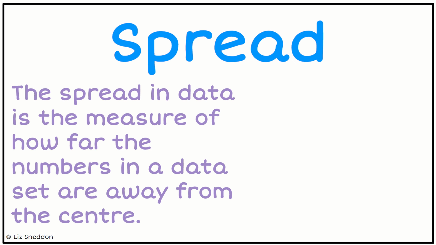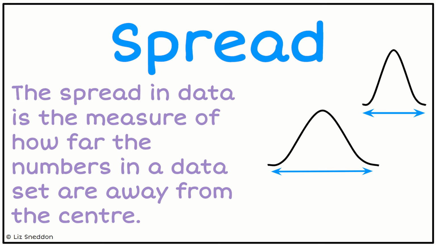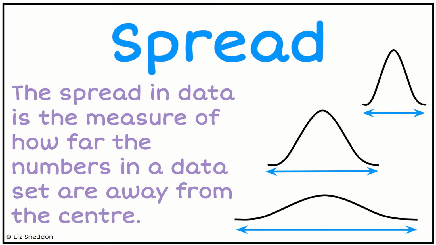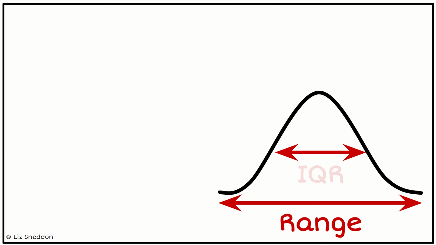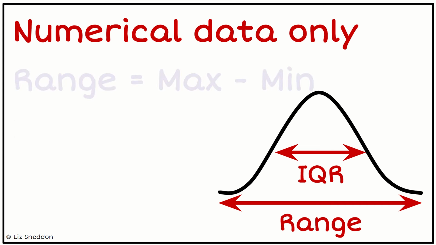So, when we talk about the spread of data, we're looking at measuring how far the numbers are spread out, usually from that centre. Okay, so from the centre, how far spread out are they? So, there are two ways that we can measure. We can talk about the range, which is the whole thing from the smallest to the biggest, and we can talk about the interquartile range.